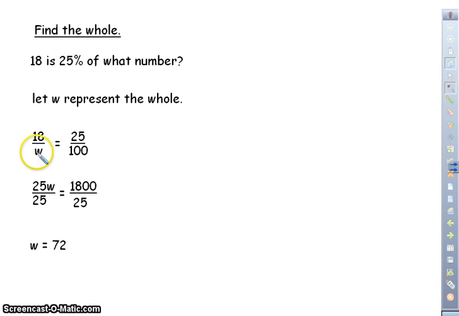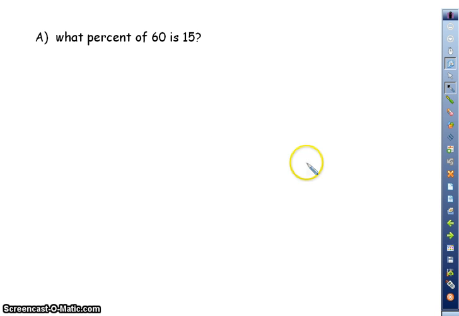So we're going to simply take 18 as my part, W is my base, equals the percent, write that as 25 over 100. Then we cross multiply, again, 25W equals 1800 when we multiplied 18 times 100. Divide by the number that's with the variable on both sides, and you get the base, or W, equaling 72. Now we're going to try some on our own.